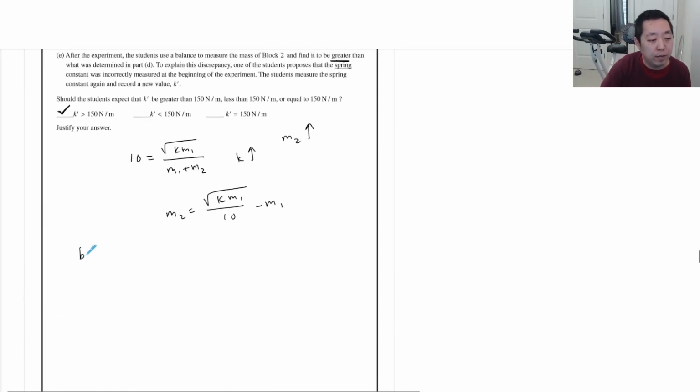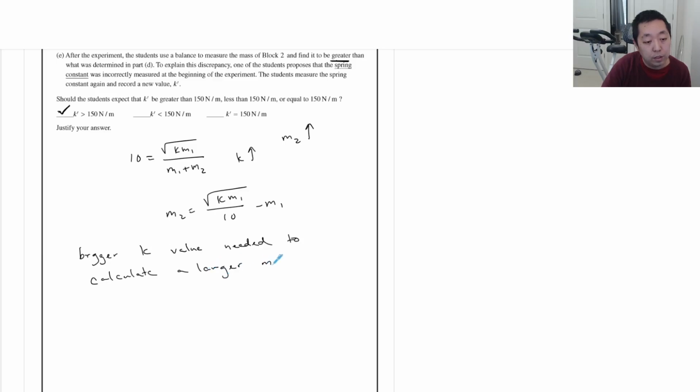So a bigger K value needed to calculate a larger M2 value to match the experiment, the measured data, measured mass.